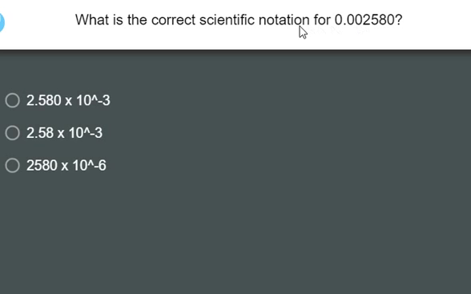Looking at our choices here, we've got 2.580 times 10 to the negative 3rd, and this would be correct because we have 4 significant figures here and we have 4 significant figures here. So we know that these two would have the same number of significant figures, so they would match. And we do not write out scientific notation like 2,580. That doesn't make any sense.